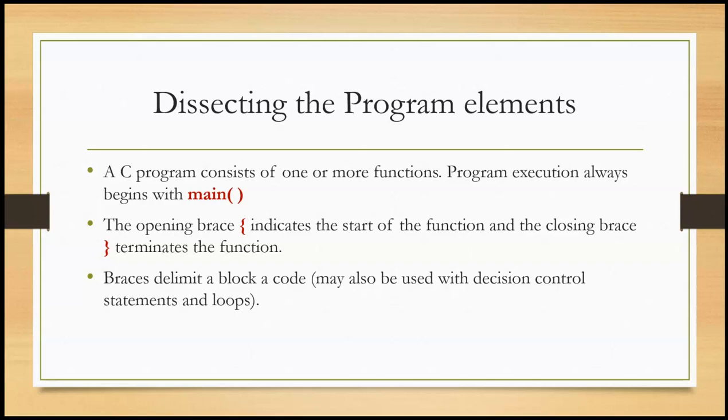A C program consists of one or more functions. Program execution always begins with main, okay? The opening brace indicates the start of the function and the closing brace terminates the function. Braces delimit a block of code, and we may also use braces with decision control statements and loops.